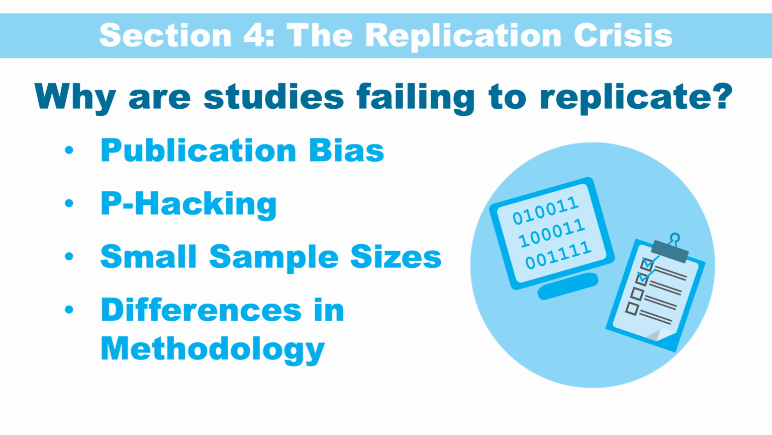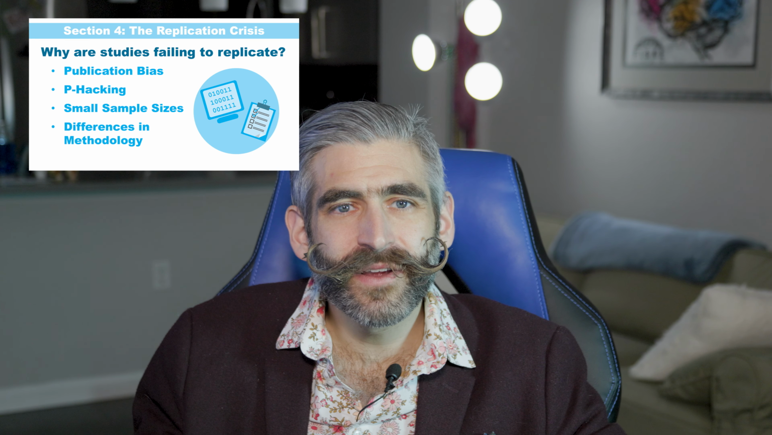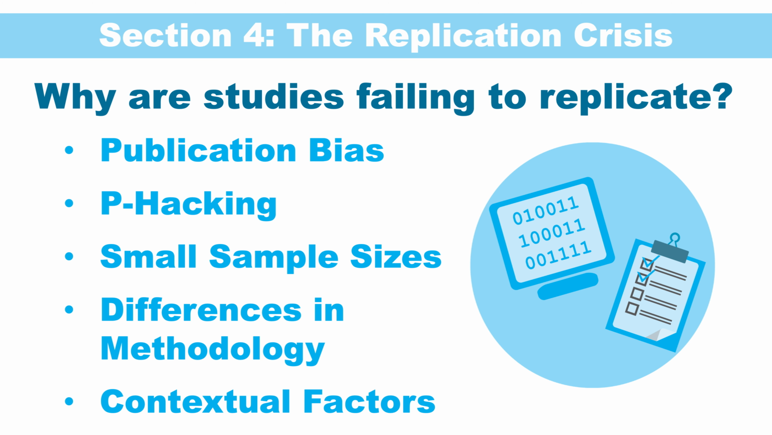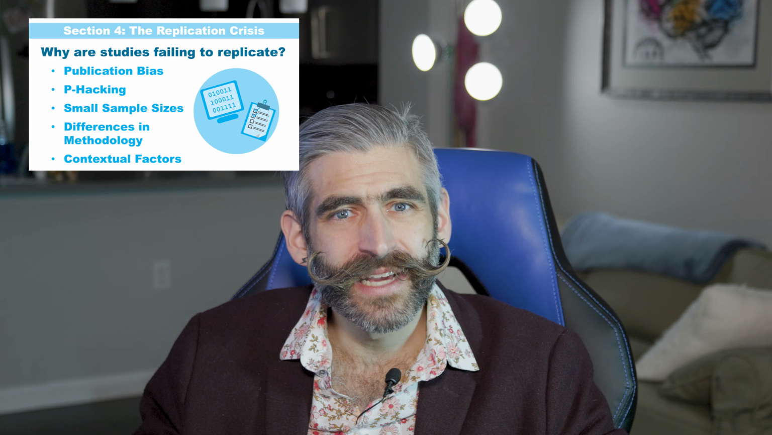Next is differences in methodology. Even small differences in how a study is conducted, like participant demographics or slight changes to instructions, can influence results. This makes it harder to replicate findings exactly in replication studies. Finally, there may be other contextual factors at play. Psychological phenomena don't exist in a vacuum. They're influenced by cultural, societal, and historical factors. A study conducted in one time or place might not generalize to others.